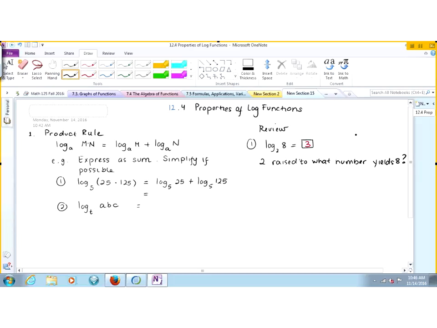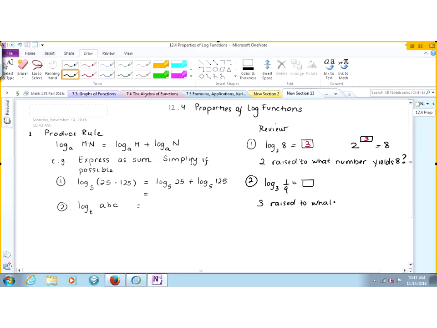Or I could write it as an exponent. So 2 raised to what number will give me 8? And what is the answer in the box? 3. Right? And if I ask you, what is log base 3 of 1 over 9? So what type of question am I asking here? What is the base? 3.